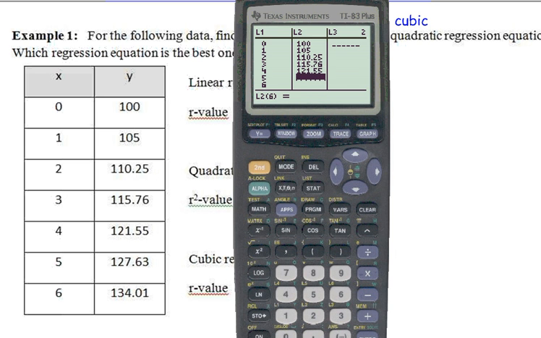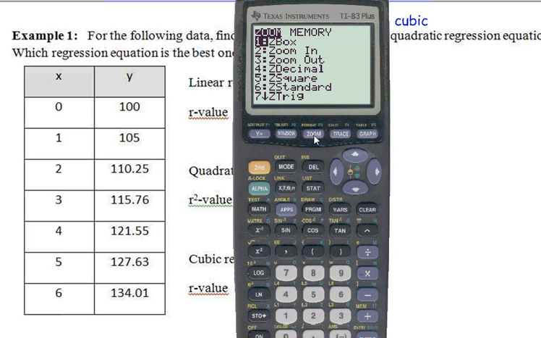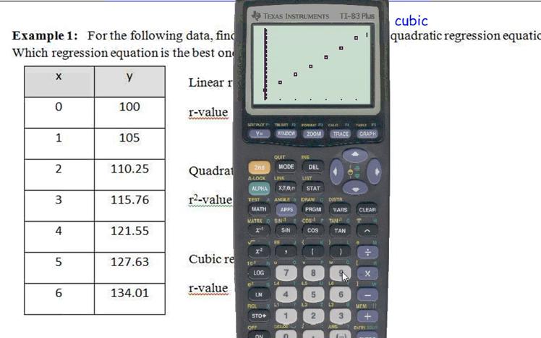Make sure, especially if this was a unit exam or diploma, that you double check everything you typed in, because one digit off will affect your whole equation. So you want to make sure this matches your table. Okay, what's our next step? Zoom 9. Zoom 9 is ZoomStat, so you can actually see everything.